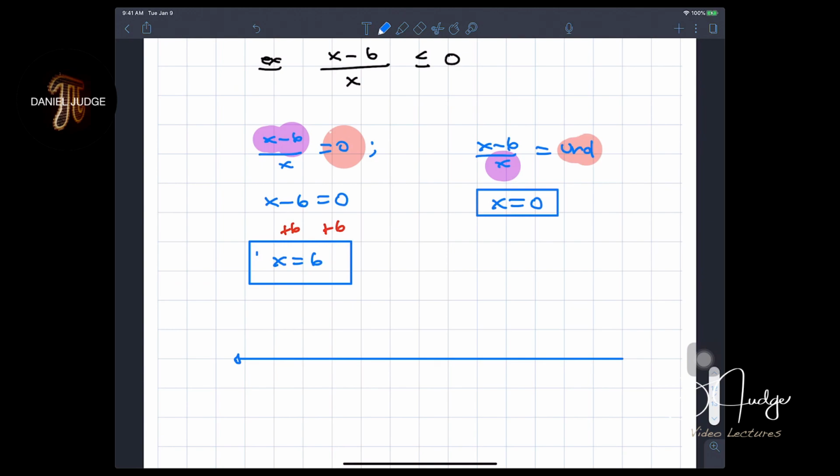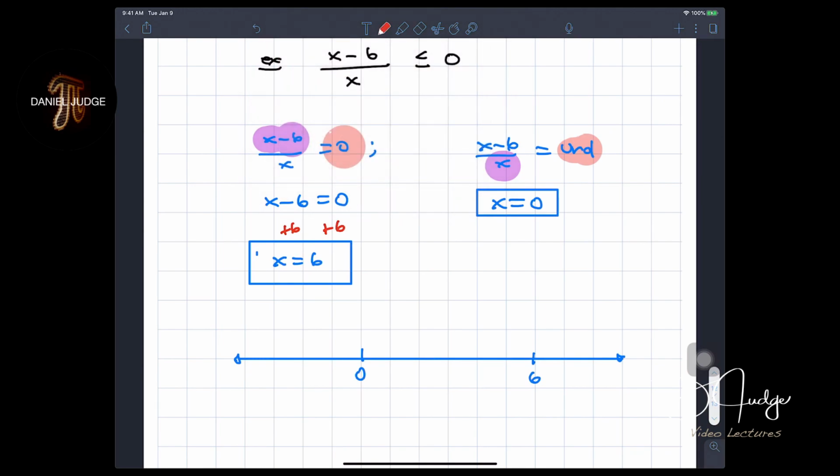I'm going to put 0 here. And this won't be to scale. 1, 2, 3, 4, 5, 6. Maybe we'll put it to scale. I'll put 0 here, and we say 1, 2, 3, 4, 5, 6. It doesn't have to be to scale, but anyway.